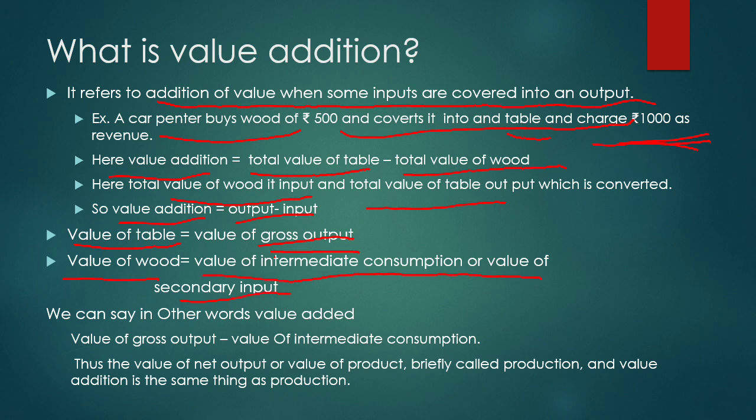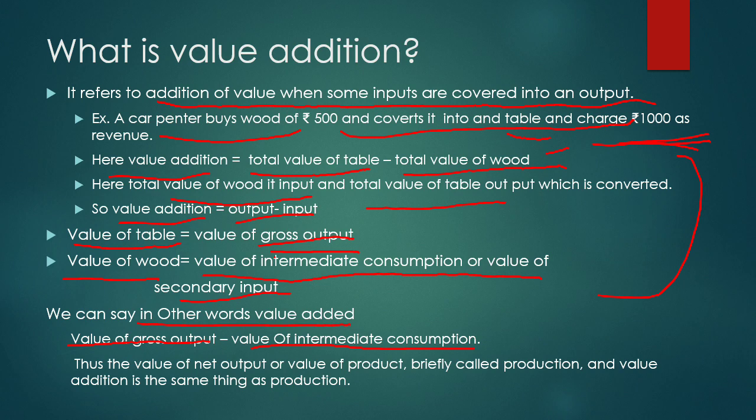The value of wood is the value of intermediate consumption, or secondary inputs. We have used the wood as intermediate consumption. So in other words, value added equals value of gross output minus value of intermediate consumption. You can think about it in any manner. You can understand it through the value of the table minus the value of the wood. We can measure output minus input, or another way to find value addition is gross output minus intermediate consumption. There are many methods, you can take any one.